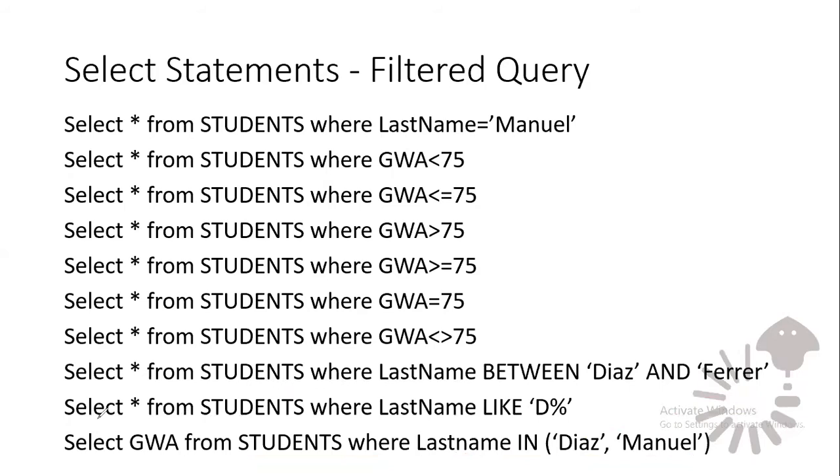LIKE, select all from students where last name like D percent sign. Ibig sabihin nito, percent is any character following this letter D. Kahit ano pa yung character after letter D, ilalabas niya. In short, lahat na nag-i-start, last name that is starting with D, ilalabas niya. We often use this sa searching. So, search student.